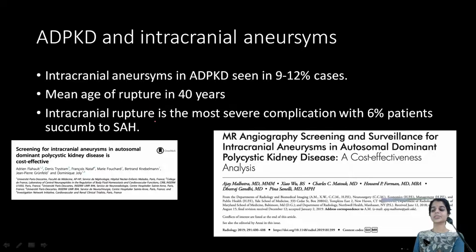And intracranial rupture is the most severe complication with 6% mortality rate. So screening of patients with ADPKD, especially when they have a family history of aneurysms, is very important. Thank you.